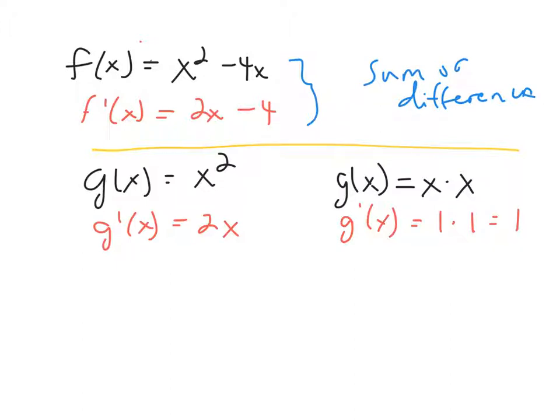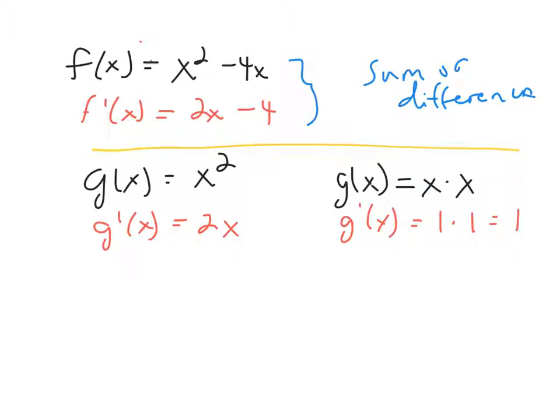Take a look at the second example, and we've got g of x equals x squared. On the left-hand side, I have done what we would normally do, which is just do the power rule. So x squared becomes 2x. So we know the answer has to be 2x. On the right-hand side, I've redefined g of x as x times x. So make sure you agree with me. X squared is really just equal to x times x.